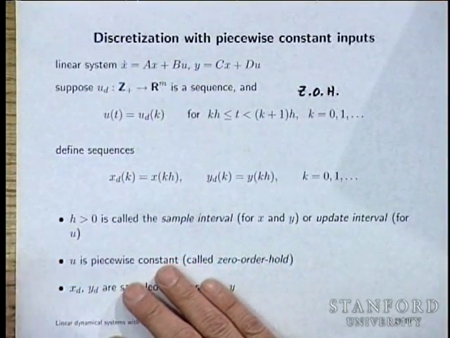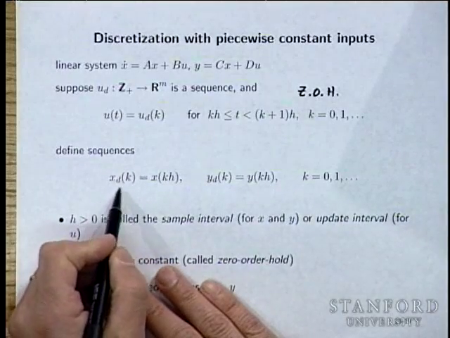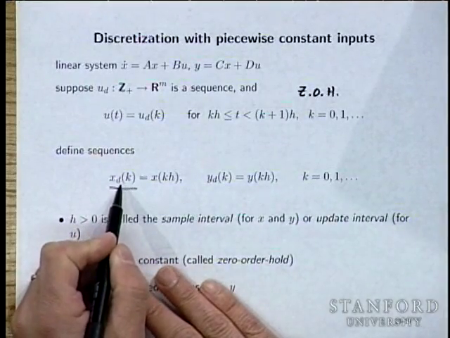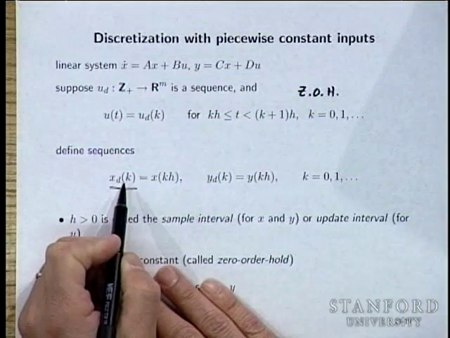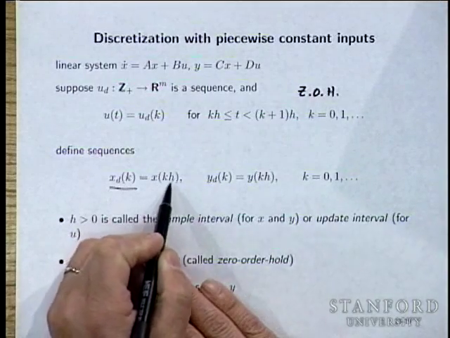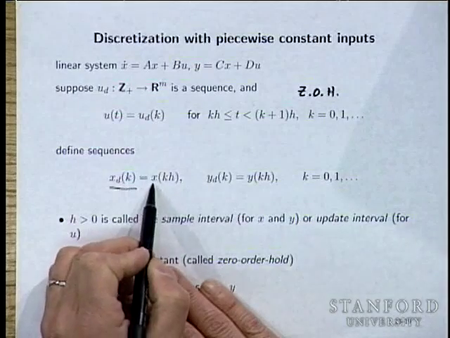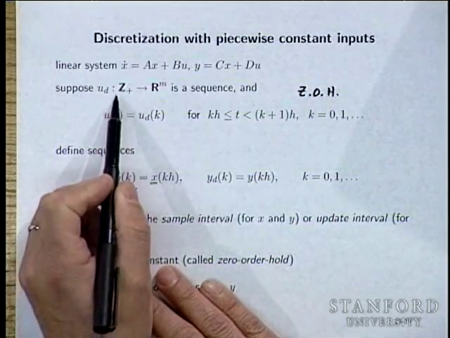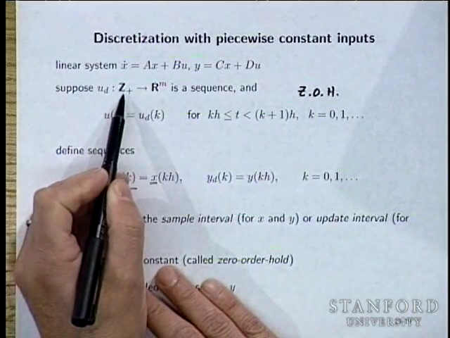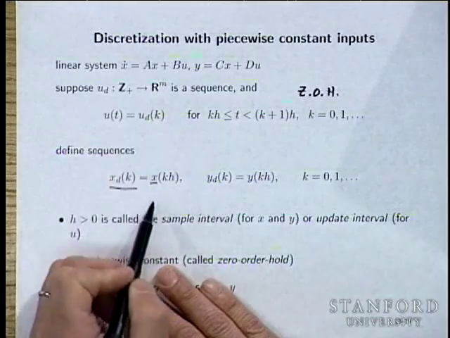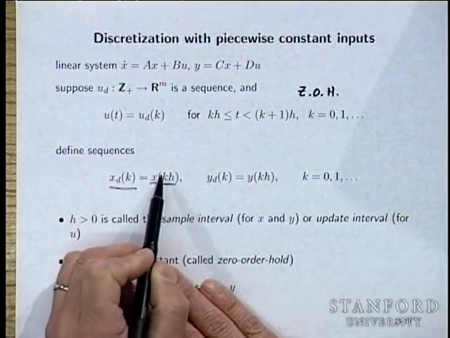Okay. And now we'll define sequences. So x sub d, that's for discrete, that's a sequence. In other words, it takes as argument an integer, and it's going to be x at kh. So x is a function from R plus to R^n. x_d is a sequence, a function from Z plus to R^n. And it's just obtained by sampling here.